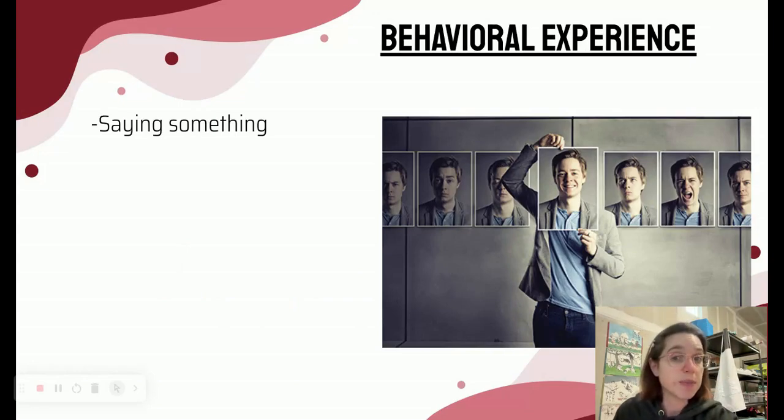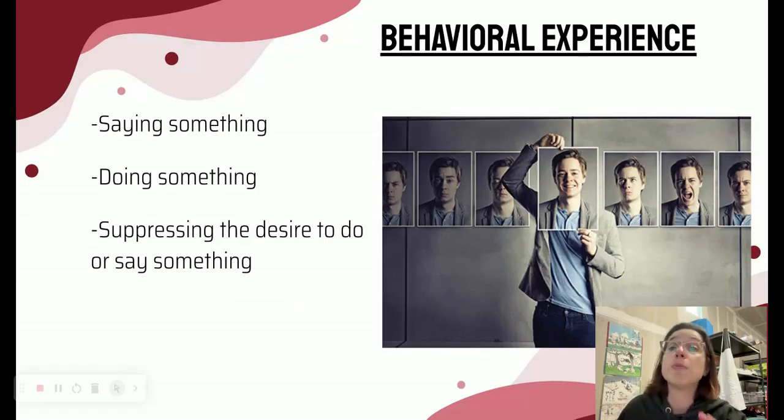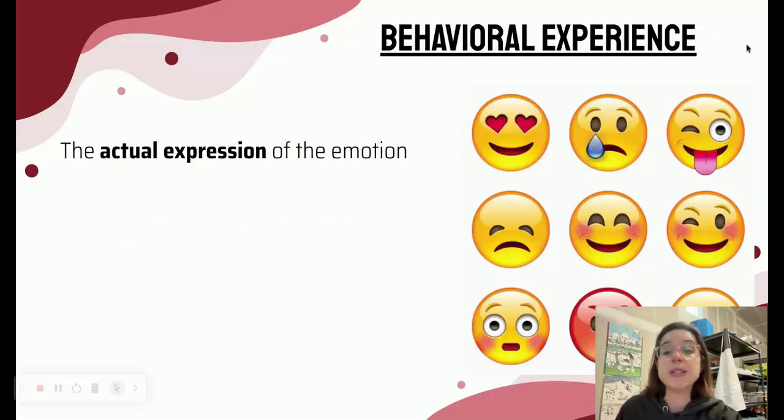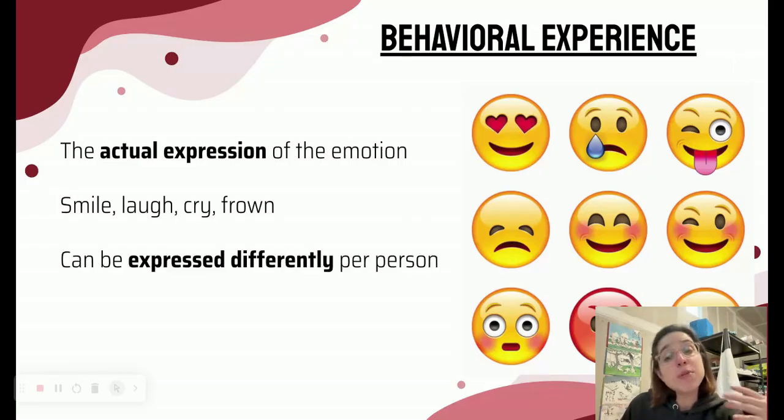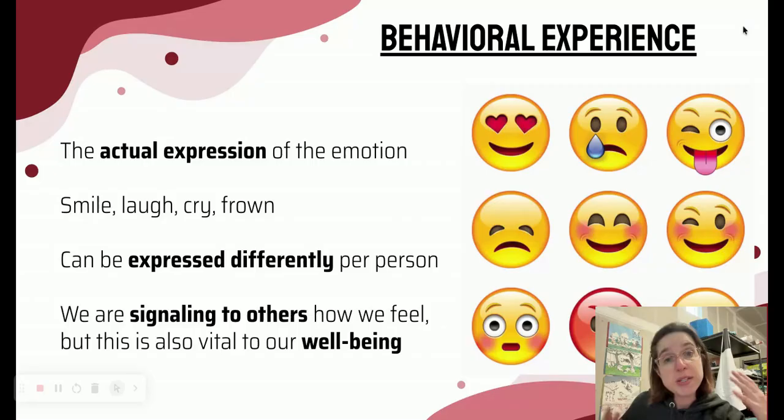And then there's the behavioral experience. This is where you're saying something, you're doing something, or you're suppressing the desire to do or say something. For example, when you get really angry, you might want to say something in that anger, but maybe at the same time you want to hold back from saying that. So the behavioral experience is the actual expression of the emotion, such as smiling, laughing, frowning, crying. And these can be expressed differently per person. Some people cry differently than others. But basically, we are signaling to others how we feel. But this is also vital to our well-being. It's normal to express these emotions.